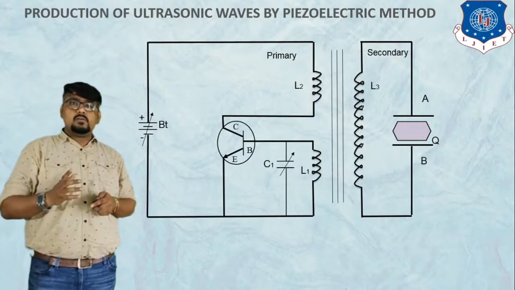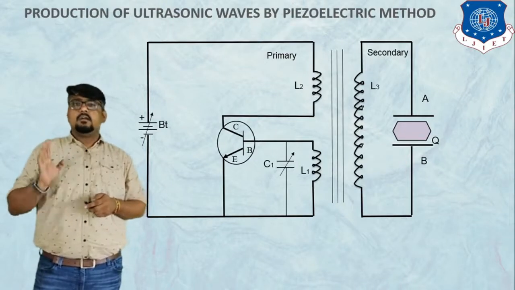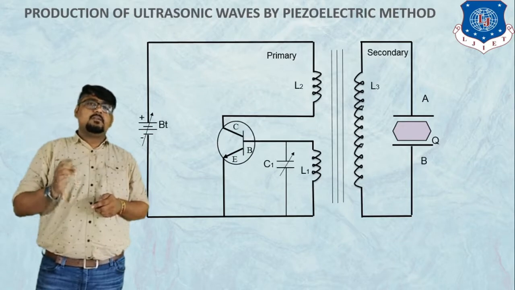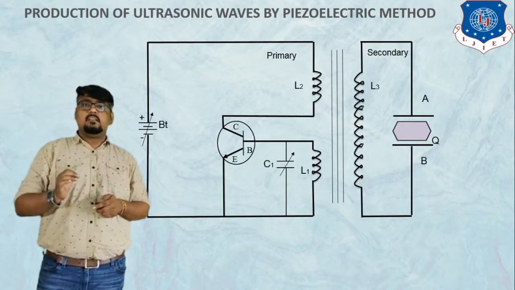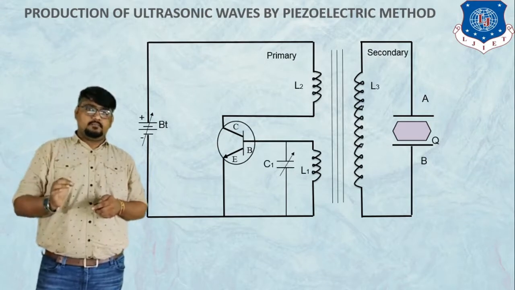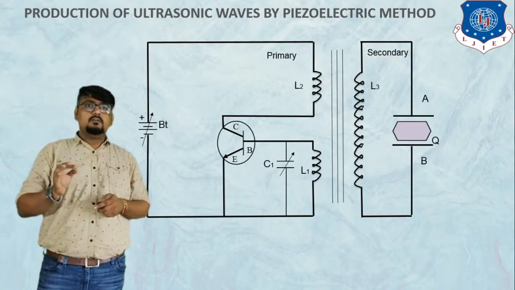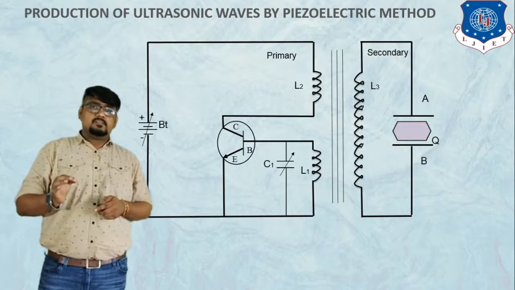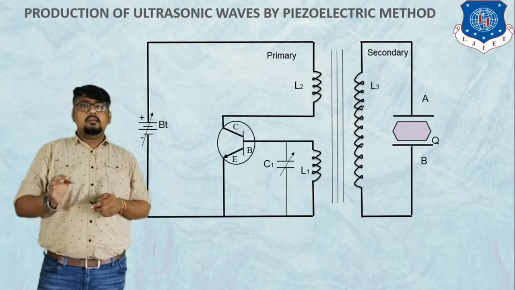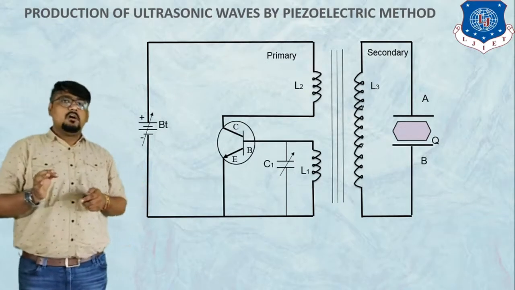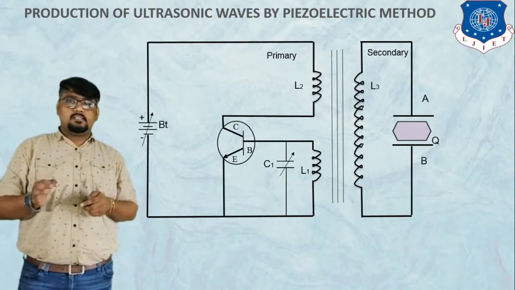The coil L2 is connected to the collector of the transistor, and coil L1 is connected to the variable capacitor in parallel, which forms a resonant tank circuit, or a resonant oscillator. Now a battery is connected between the free ends of the ammeter and the coil. So this is all about the construction of a piezoelectric oscillator.